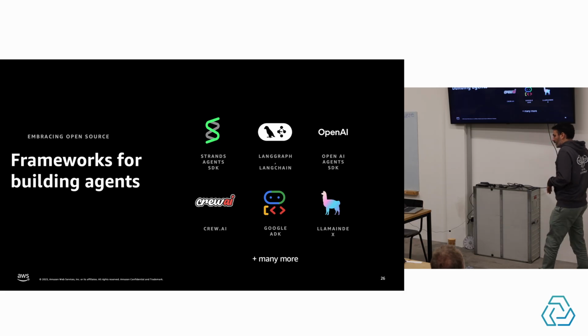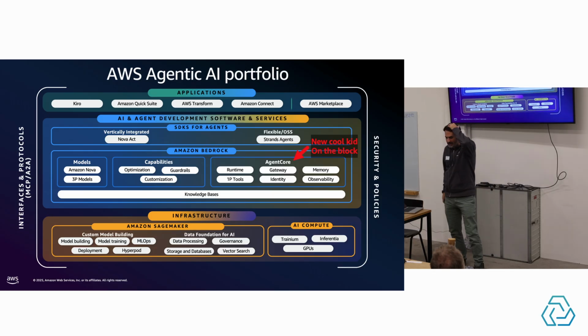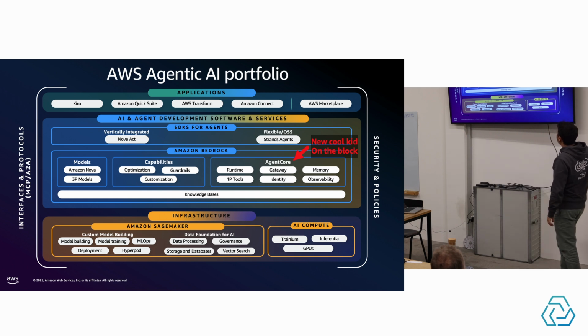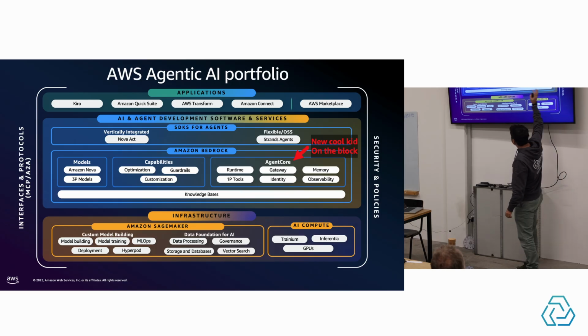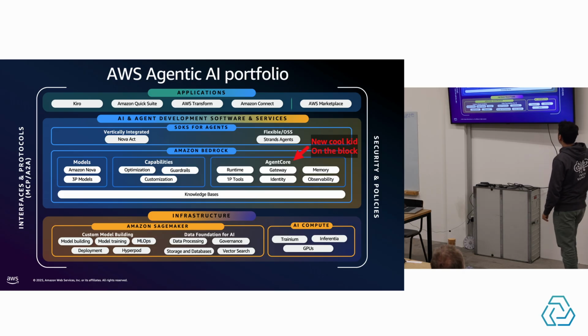It's an open source SDK. And then we scratched our head and asked, how can we make sure that if you have built an agent, we help you to scale, we help you to deploy, we help you to achieve production readiness. And this is on top of the growing and already quite big AWS Agentic AI portfolio. We have released what is called Amazon Bedrock AgentCore, also known as the new cool kid on the block.